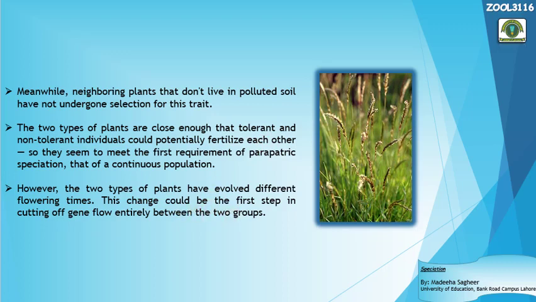Once they have evolved different flowering times, they are no longer able to have gene flow between the main population and the population that is subjected to the heavy metals or contamination. This change could be the first step in cutting off gene flow entirely between the two groups. Once there is prevention of gene flow between the two groups, they are entirely reproductively isolated, and they have undergone the process of speciation. This is what is known as parapatric speciation.